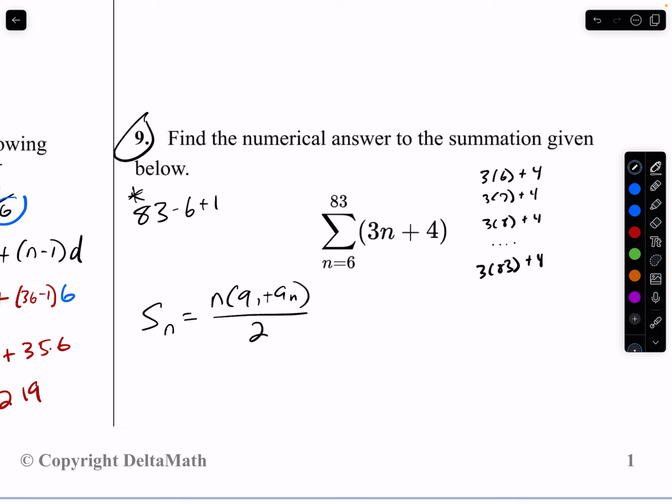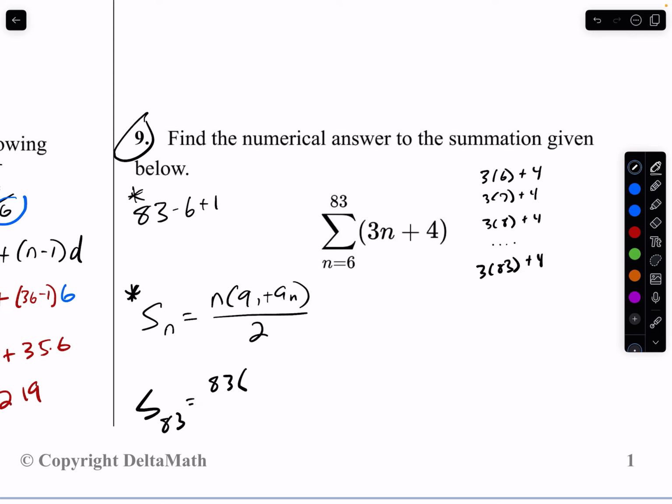Okay, so that's very hard to do if you want to do it by hand. It's not hard, it's just going to take a long time. So what we're going to use is the summation formula. So the summation formula says we're going to take the sum of 83 terms. So that means I'm going to do 83 terms. Now I know what the first one is.